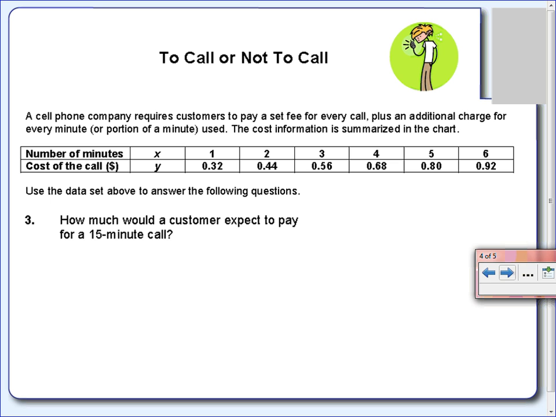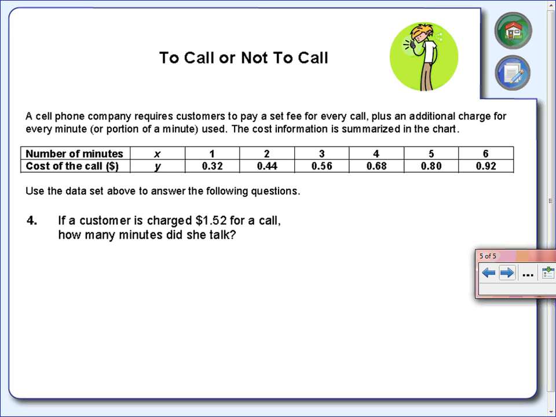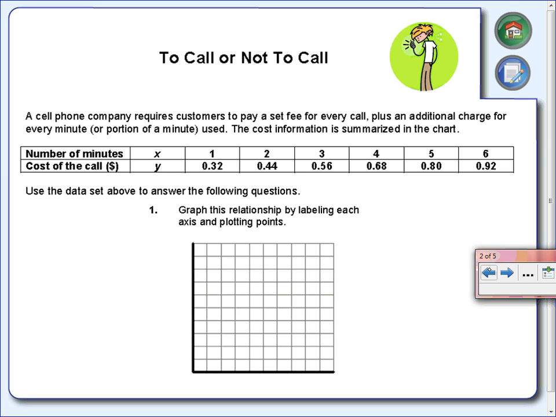For number 3, you're going to tell me how much a customer would expect to pay for a 15-minute call. And finally, number 4, if they charge $1.52 for a call, how many minutes did she talk on the phone? So you're going to answer these 4 questions for me. Again, I'm going to give you about 10 minutes, and then I'm going to call for some of you to share your answers with me. All right? Let's go ahead and get started.